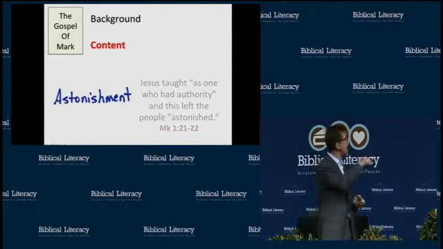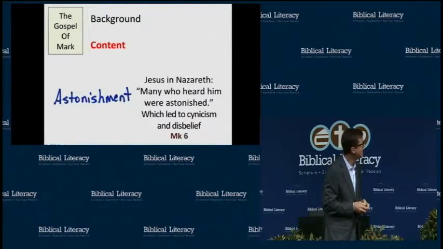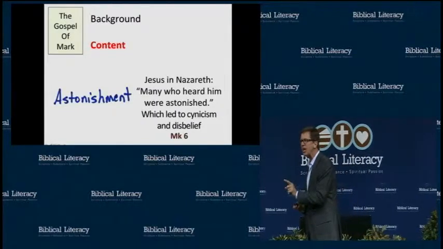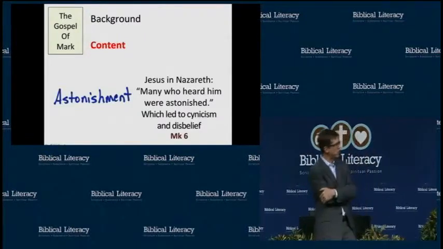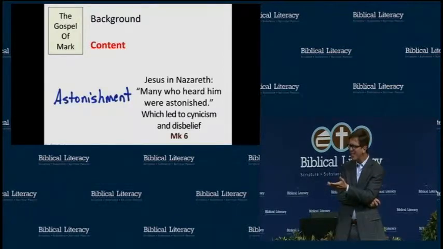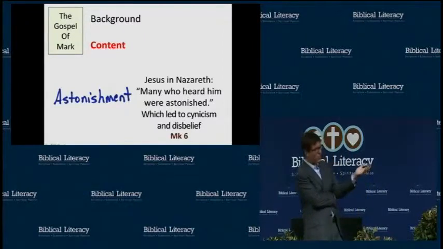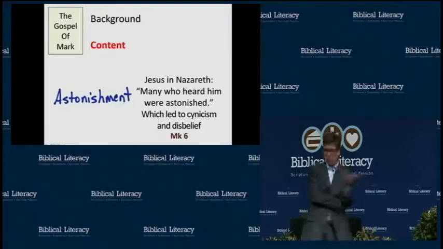Now Jesus goes to Nazareth and does the same thing. His hometown. And in Nazareth, many who heard him were astonished, but their astonishment was not, wow, I'd like to hear more. Their astonishment was, who does he think he is? Isn't this Jesus the carpenter? Does he think we forget just because he's gone off on some walking crusade? He played with our kids growing up. He thinks he's a prophet?